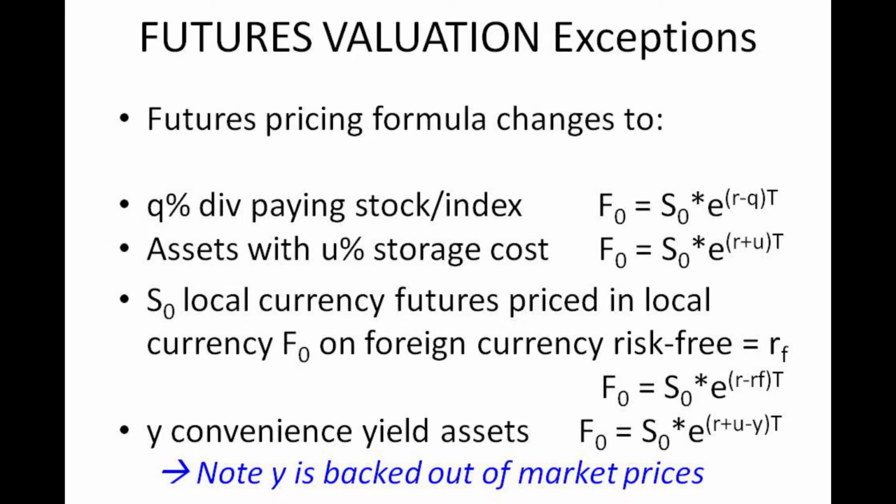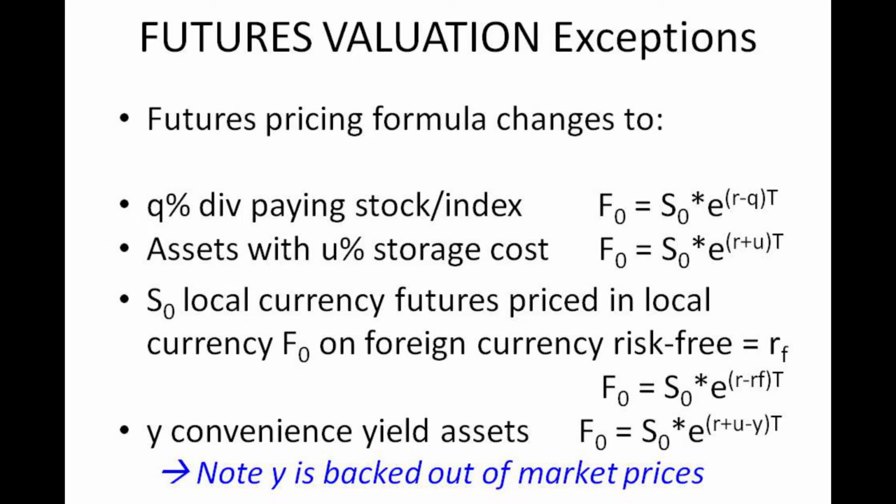With a storage cost, we simply add in the storage cost in the same place. So it's e to the (r plus u) times T, where u is the storage cost. For foreign currency futures, we use r minus rf, so the domestic rate minus the foreign currency interest rate. And finally, for a convenience yield asset it's e to the (r plus u minus y) times T. So that's how we deal with that concept of a big shortage.